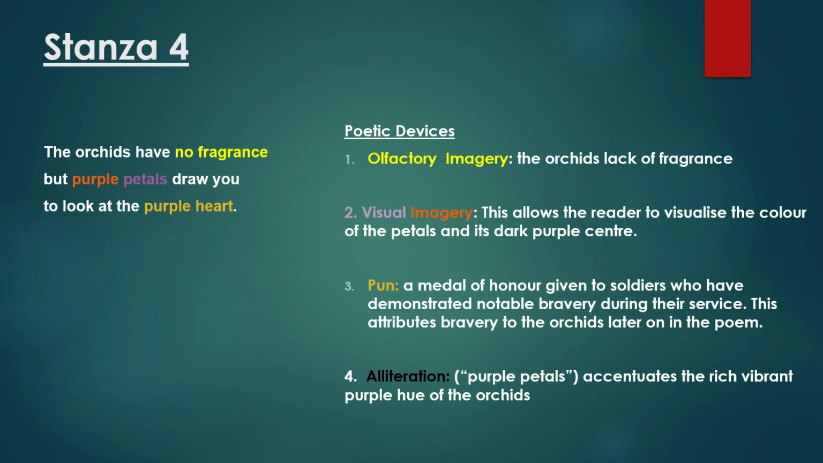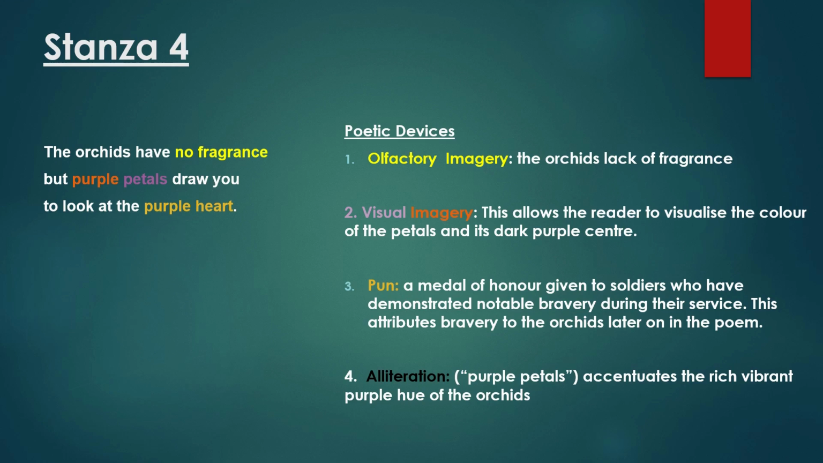So now stanza 4 says, the orchids have no fragrance, but purple petals draw you to look at the purple heart. Okay, so there are several poetic devices here, but let's go through the meaning of stanza 4 line by line, beginning with the first line which says, the orchids have no fragrance. So for the person to know that the orchids have no fragrance, it means that the person actually smells them. Usually when you see somebody who's gifted flowers, they tend to be smelling them and so on, right? Probably looking for the scent or to see what fragrance it has. So in this case, the orchids have no fragrance.